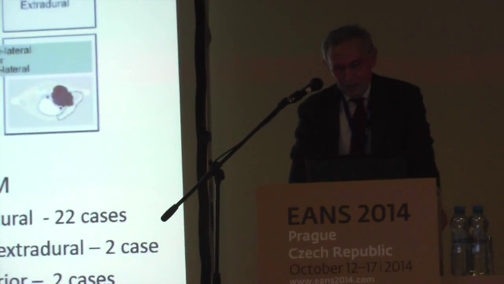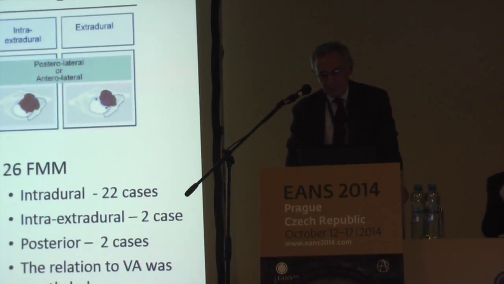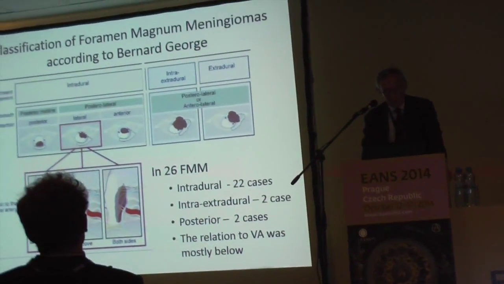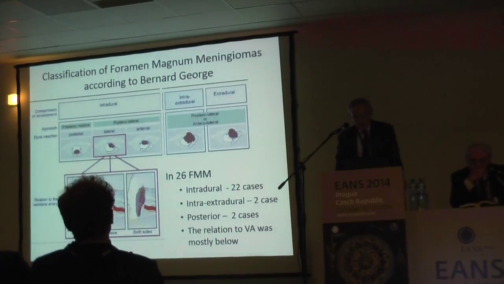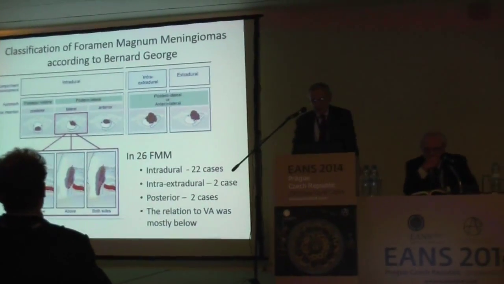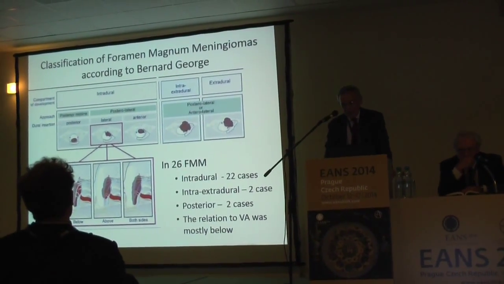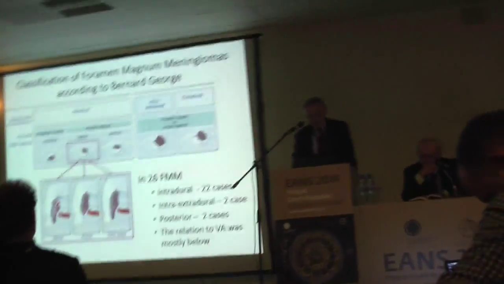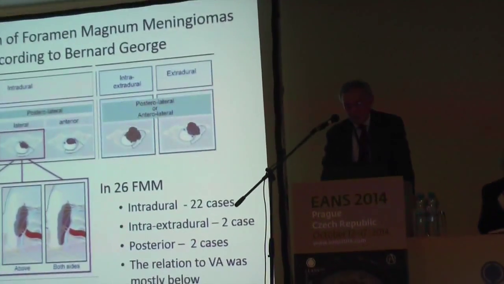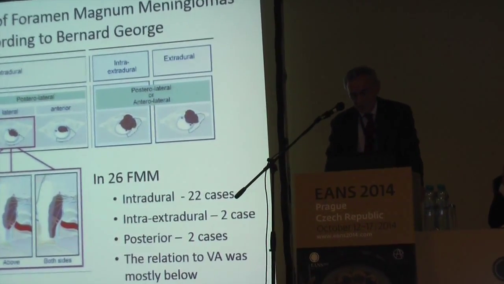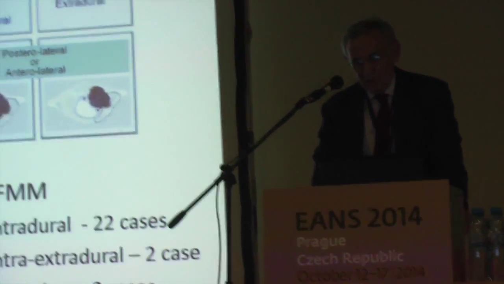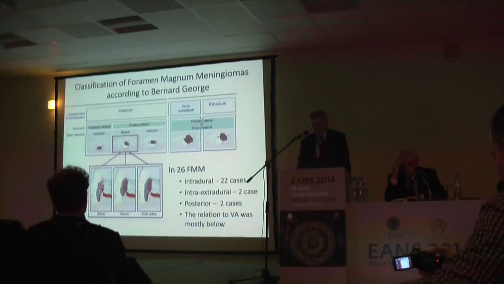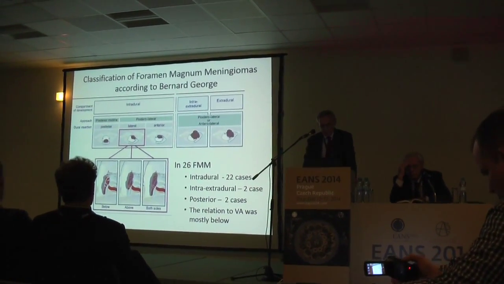The most complete classification of foramen magnum meningiomas was by Bernard George. They are intradural mostly, intra-extradural, and extradural. One revisited classification, in relation to the vertebral artery, is very important to see the relation of the tumors: from below, from above, or on both sides. But mostly they are from below and from above.